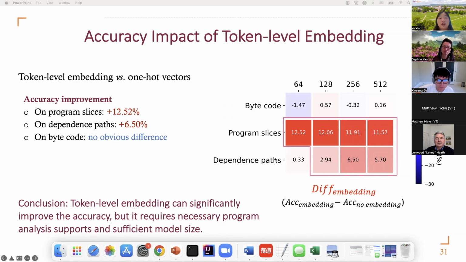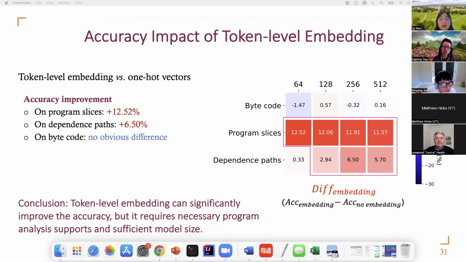We found that the most significant accuracy improvement is achieved on program slices, at most around 12%. And on dependence paths, the accuracy improvement is smaller, at most 6.5%, but still effective with sufficient model size. However, on bytecode, there is no obvious difference observed by applying the embedding. So we conclude that the token level embeddings can significantly improve the accuracy, but it requires necessary program analysis support and sufficient model size.